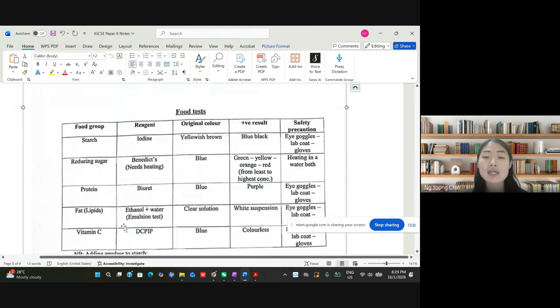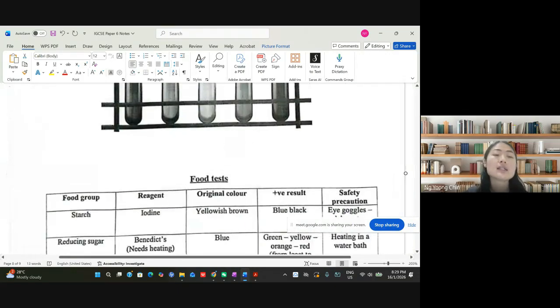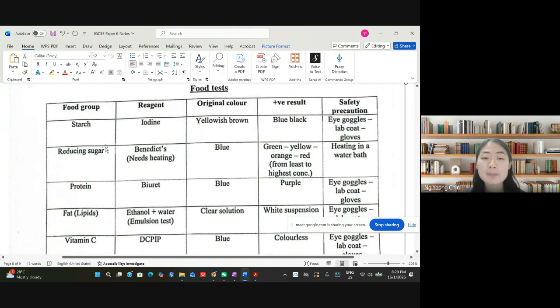And also, remember about the food tests, the outcome for each food test, and what is the color for the positive and the negative result. So for starch, in order to test for starch in the food sample, you need to use the iodine test. The original color of iodine is yellowish brown. If the result is positive, showing there's a presence of starch, it will change from yellowish brown to blue black.